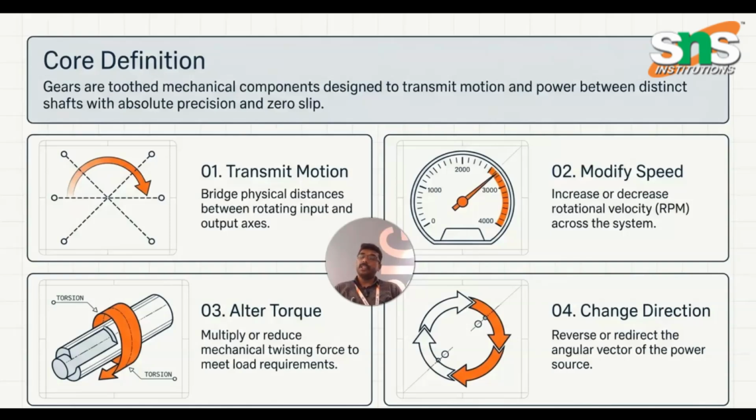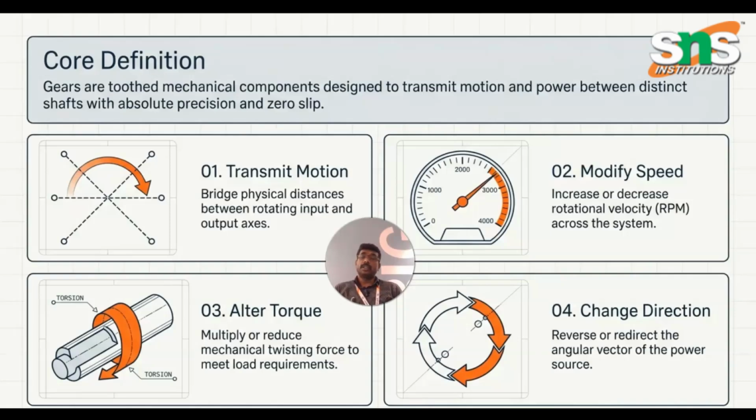And why are they designed? Because in order to transmit the motion and the power between the different shafts with some distance, we require mechanical components, and this is done by the gear mechanisms and gear components. And how to transmit the motion and power? It has to be transmitted with absolute precision and zero slip. So this is the basic definition of the gears.